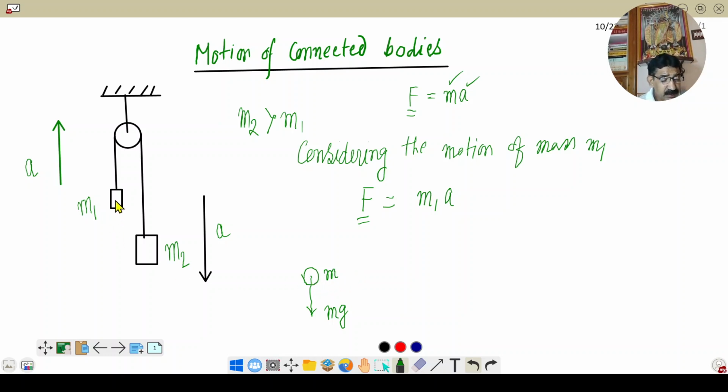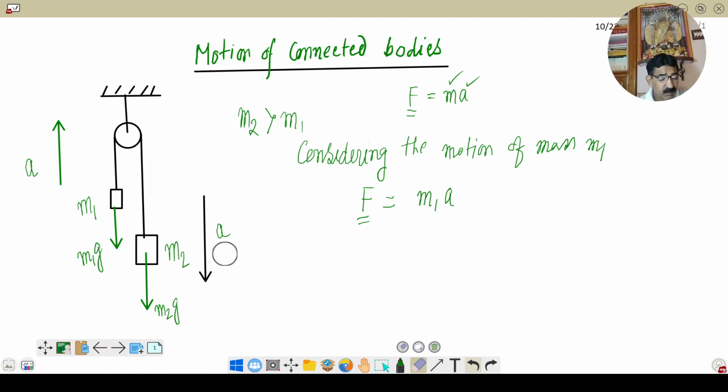So, the mass M1 will be acted upon by a force, and that force is equal to M1 into G. And similarly, this body M2 will be acted upon by another force, and that will be equal to M2 into G.